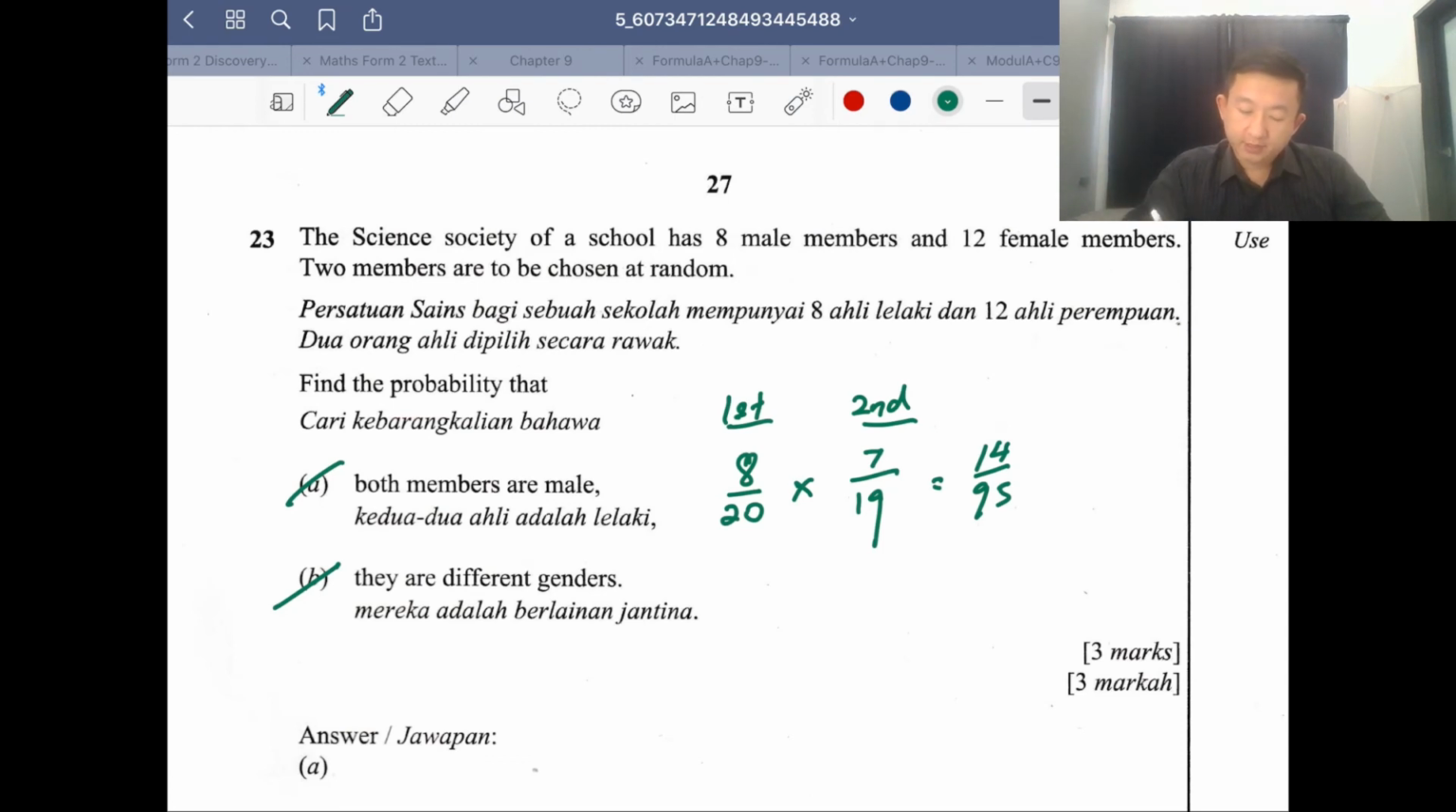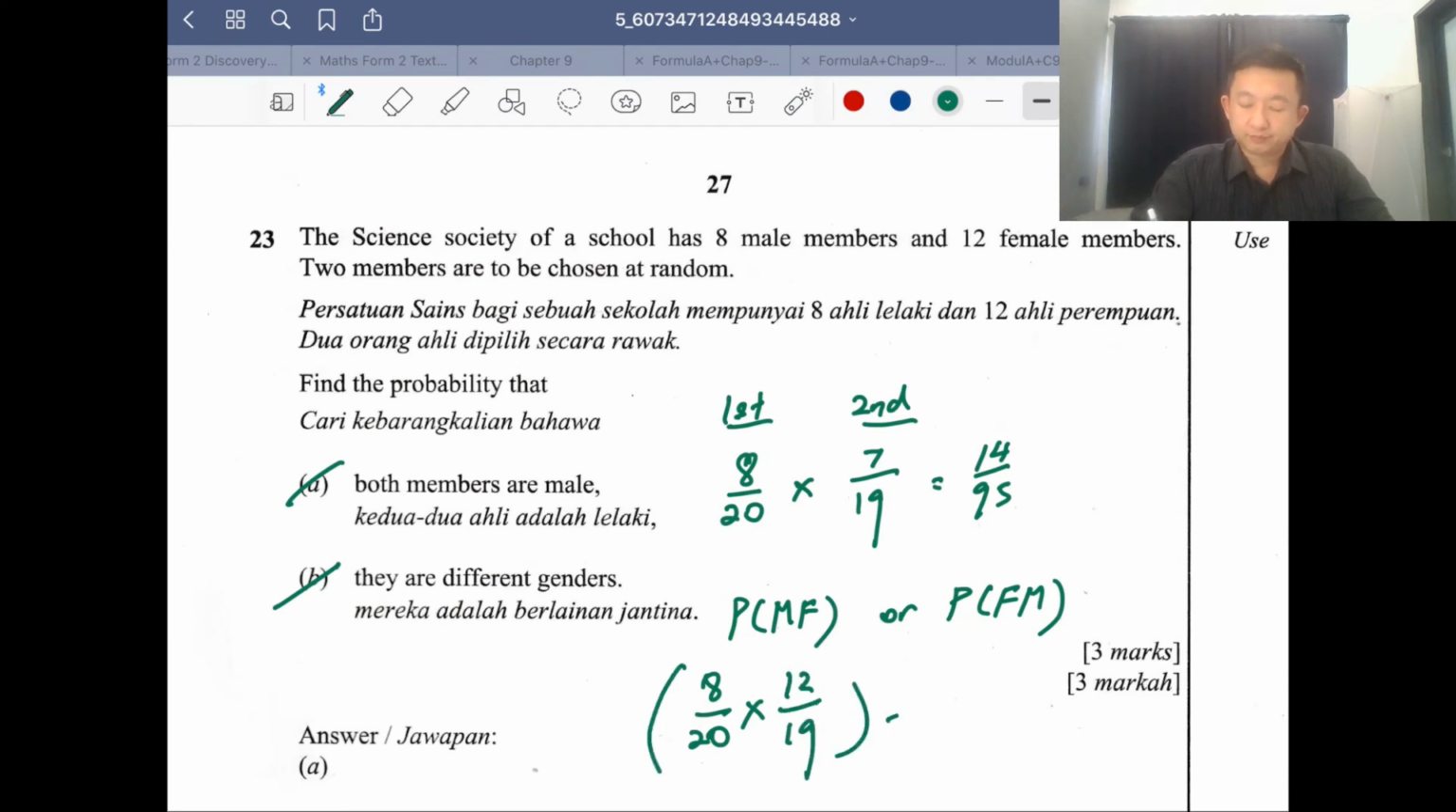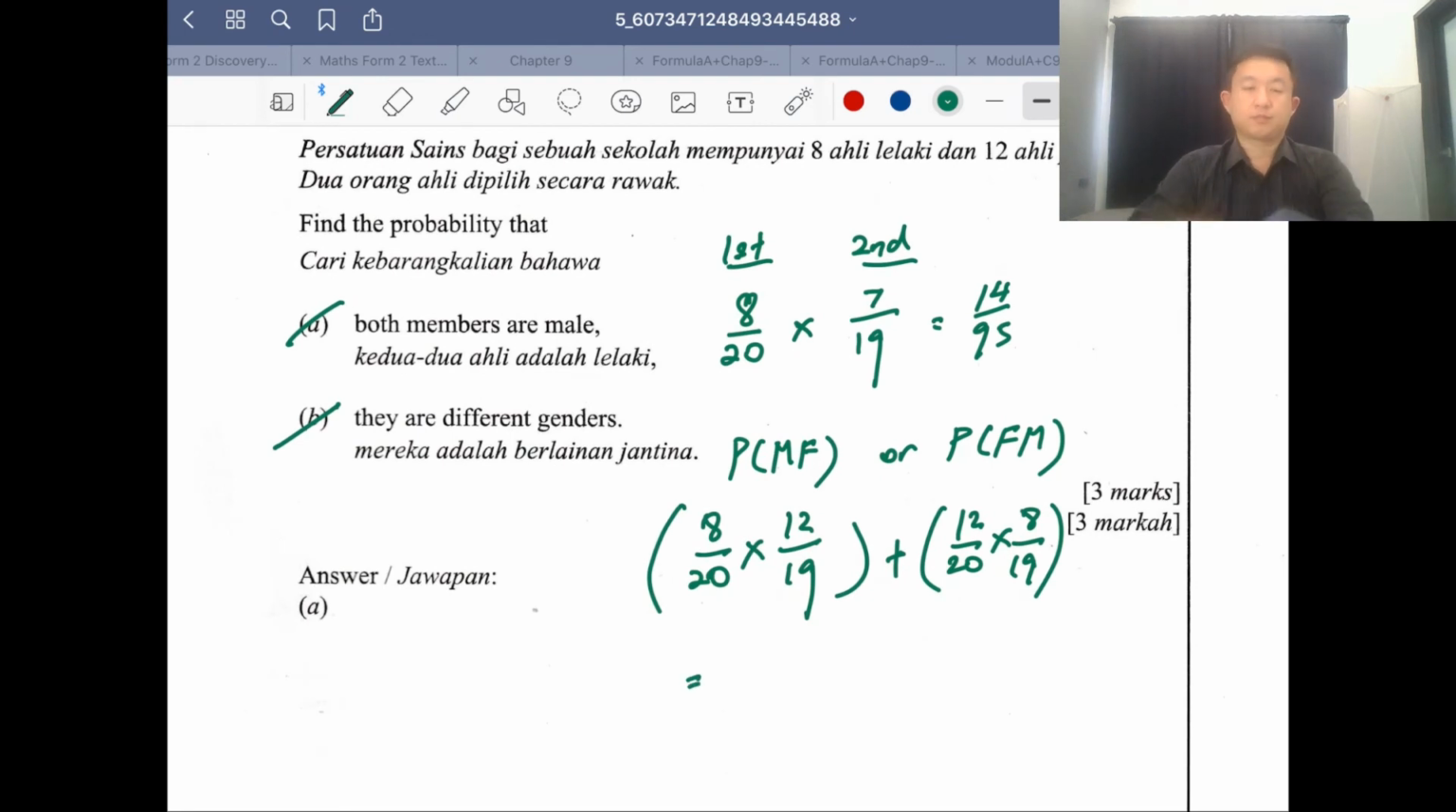Okay. They are of different genders, so it could be male, female, or female, male. 2 cases. Male, female: male 8 over 20, female 12, now 19 only. Female first, 12 over 20, male 8 over 19. Let's see what we have. 48 over 95.